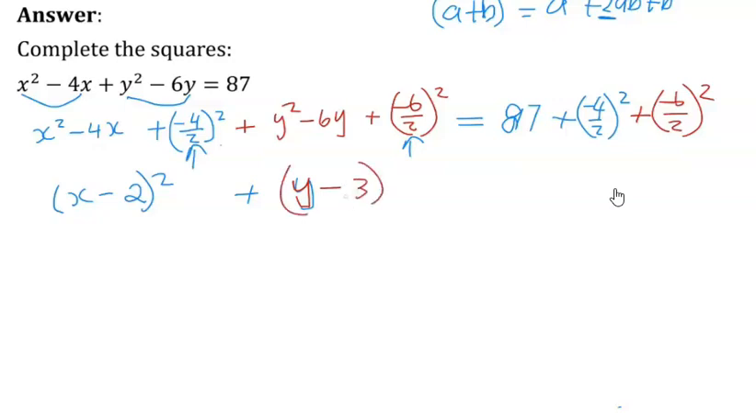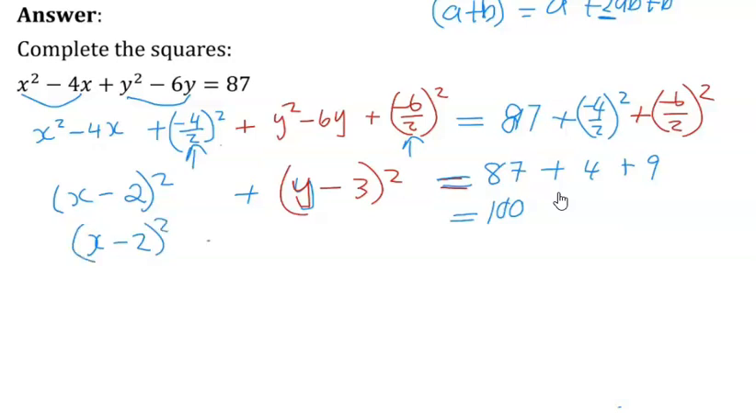− 3)², and I will always use the sign here. I will always use that sign, minus, and the minus there, because this becomes a plus. And that will give me 87 + 4 + 9. So if I add all of that, I'll get 91 + 9, which is 100. So I get (x − 2)² + (y − 3)² = 100, which is equal to 10². So there is my circle.